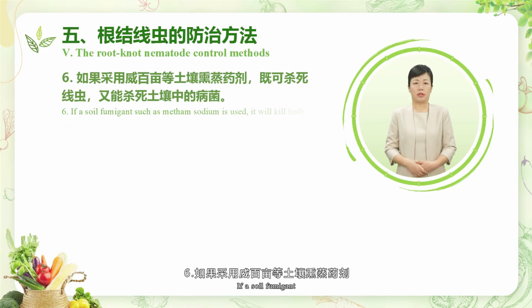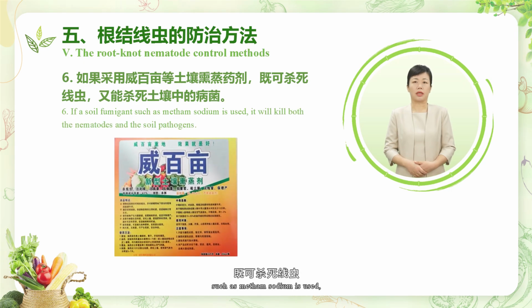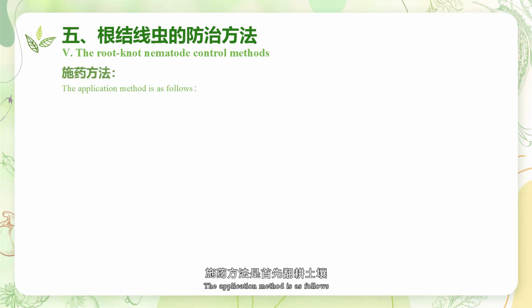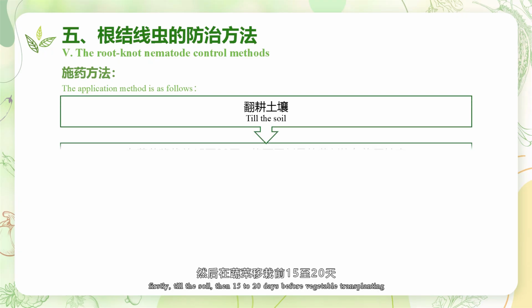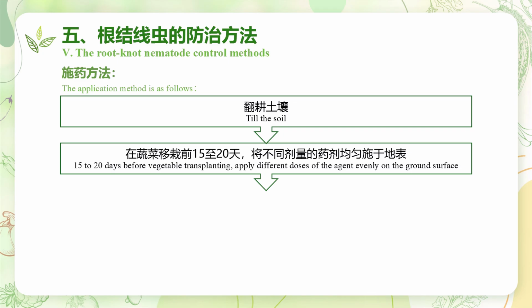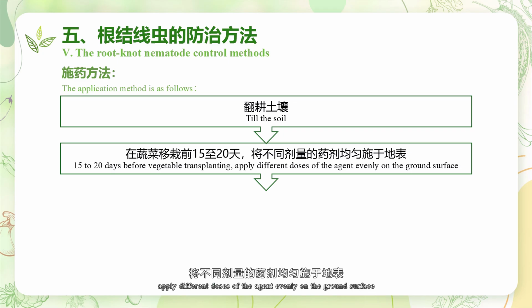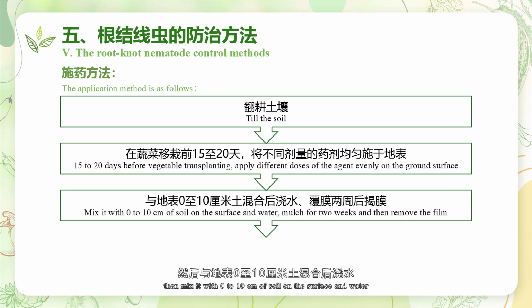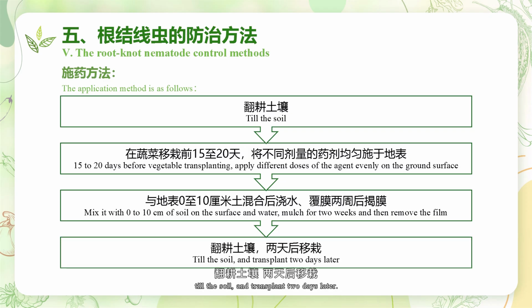6. If a soil fumigant such as metam sodium is used, it will kill both the nematodes and the soil pathogens. The application method is as follows. Firstly, till the soil, then 15 to 20 days before vegetable transplanting, apply different doses of the agent evenly on the ground surface, then mix it with 0 to 10 centimeters of soil on the surface and water, mulch for 2 weeks and then remove the film, till the soil, and transplant 2 days later.